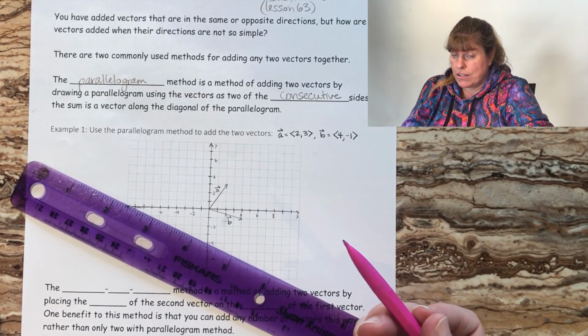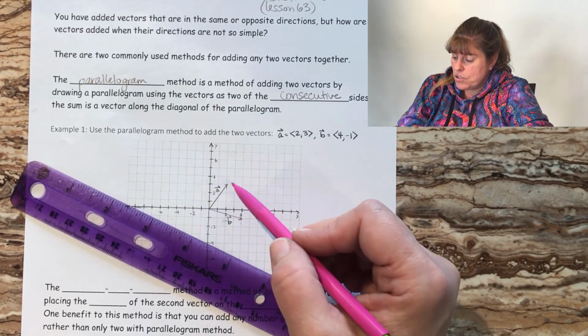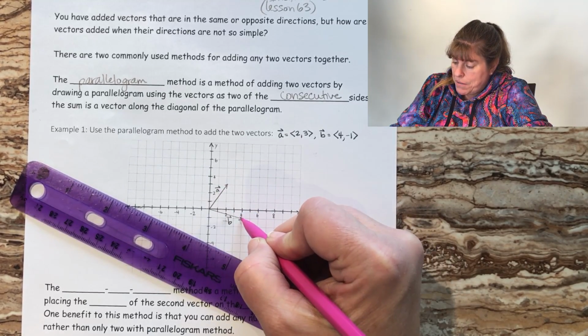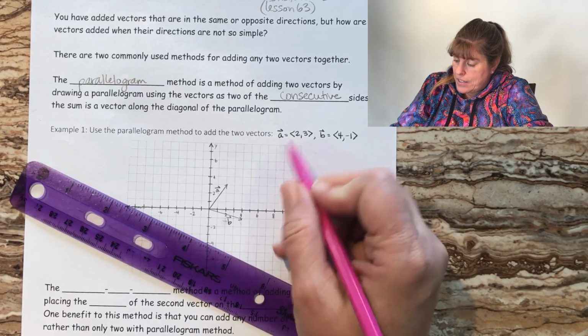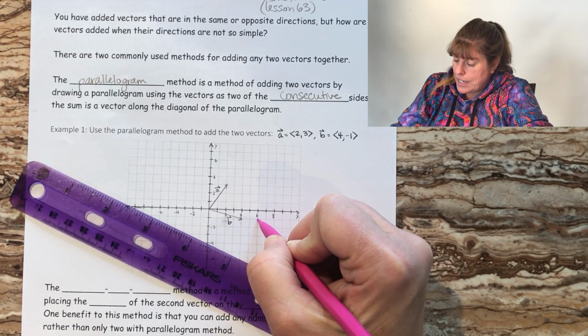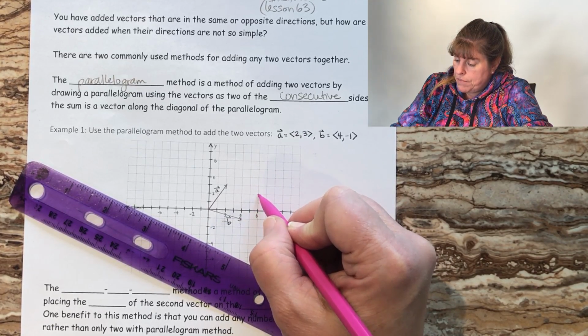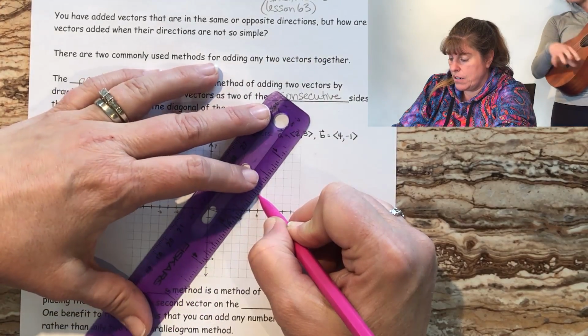So what you do is you actually draw a parallelogram using that. This vector A would be mirrored right over here, and you'd go 2 to the right and up 3, 1, 2, 3, and that would be.